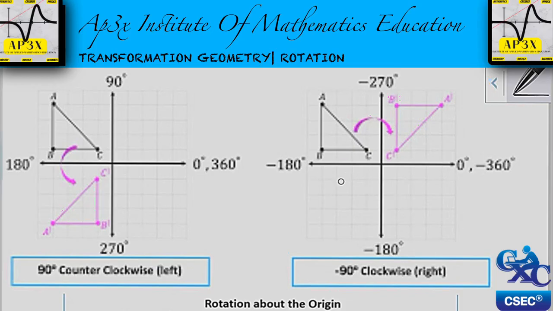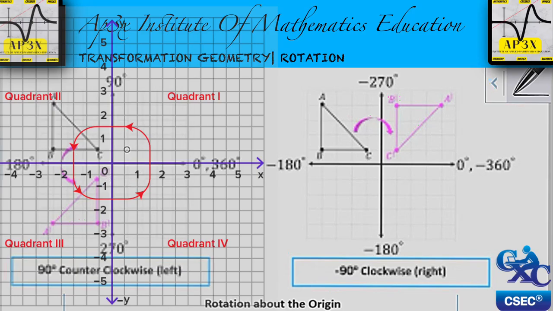In diagram 2 here, you'll realize that the same object ABC has been rotated to the right, that is the clockwise direction, 90 degrees. And so you can see that basically the object is jumping from quadrant to quadrant, because each quadrant on the Cartesian coordinate system measures 90 degrees. So if you move from quadrant 1 to quadrant 2, that's 90. If you move from quadrant 1 to quadrant 3, that's 180. And if you move from quadrant 1 to quadrant 4, that is 270 degrees in either direction.